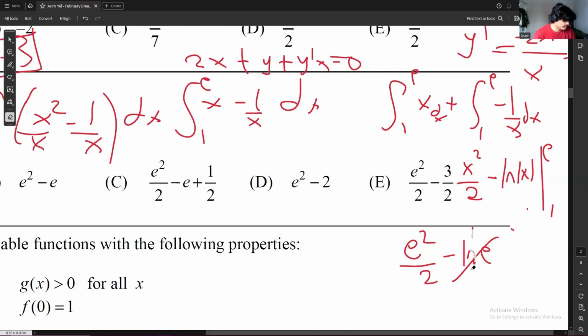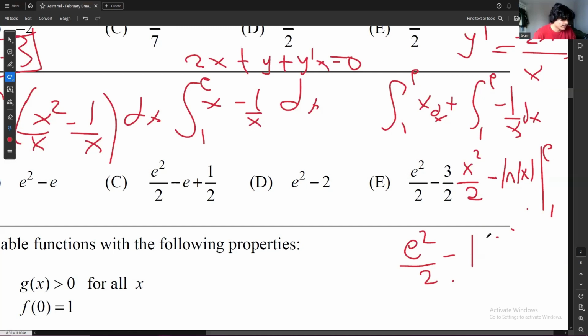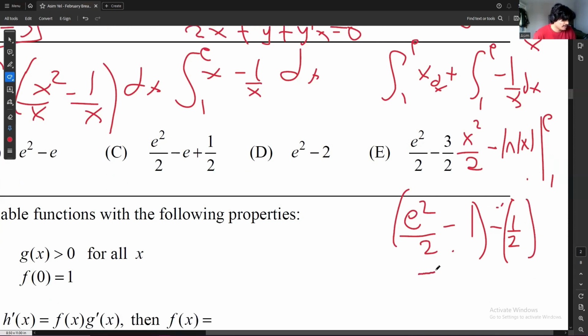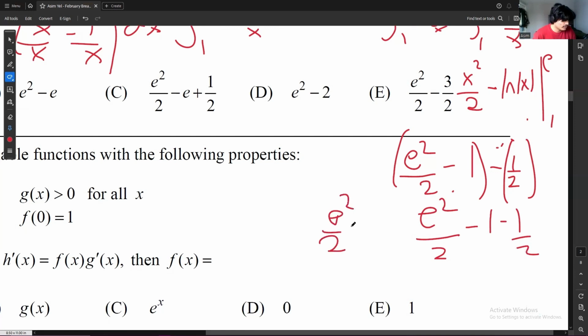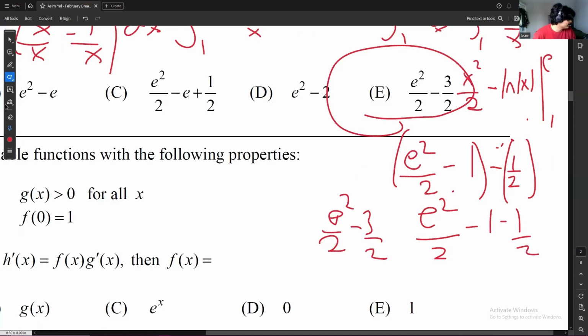So I just want to write 1 over here instead of ln of e because it's way more simple. After that, in these parentheses, I'm going to subtract 1 squared over 2, minus ln of 1, which is equal to 0. So I can just say 1/2 minus 0, or in other words, just 1/2. And after that, e squared over 2 minus 1 minus 1/2 is actually equal to e squared over 2 minus 3/2, which is going to be answer choice E.